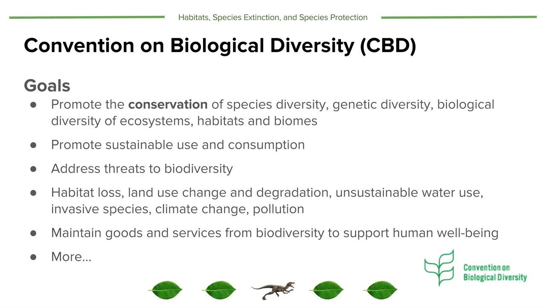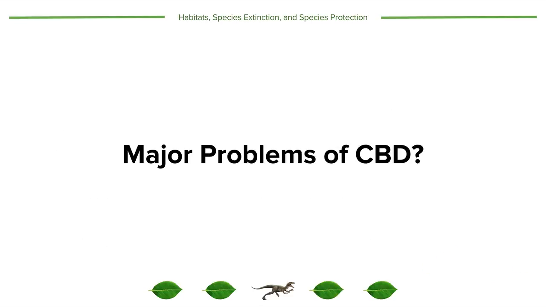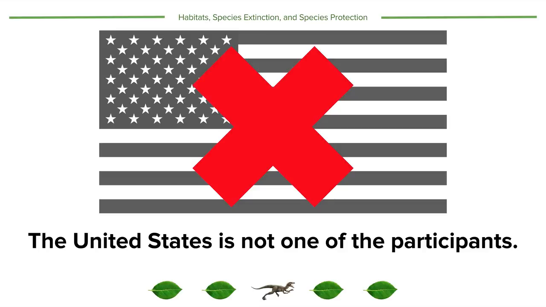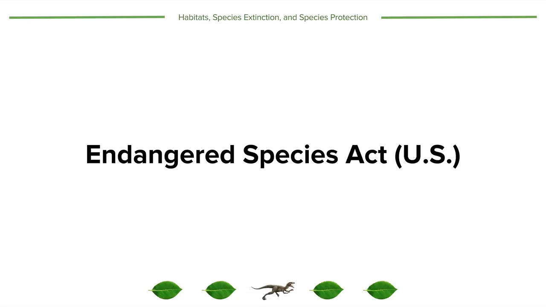Okay. Also, we talked about the Convention on Biological Diversity. They have a lot of goals, and they cannot really implement all of the goals. There are a lot of delays. There are conflicts between governments, and the most important problem is that we are not part of the treaty. We did not ratify the treaty. So, without our leadership, their effort is close to meaningless.